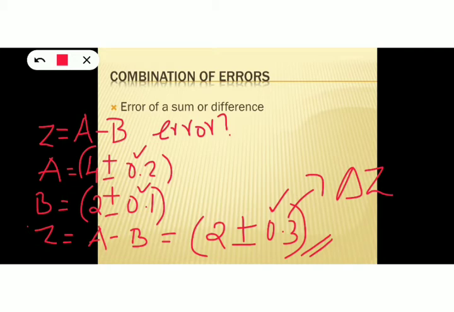So this is the rule, or like this we can combine the error of a sum or difference. Add the true value part for a sum and subtract the true value part for a difference. But at the same time, for both the cases, subtraction and addition, you must add the absolute error part.